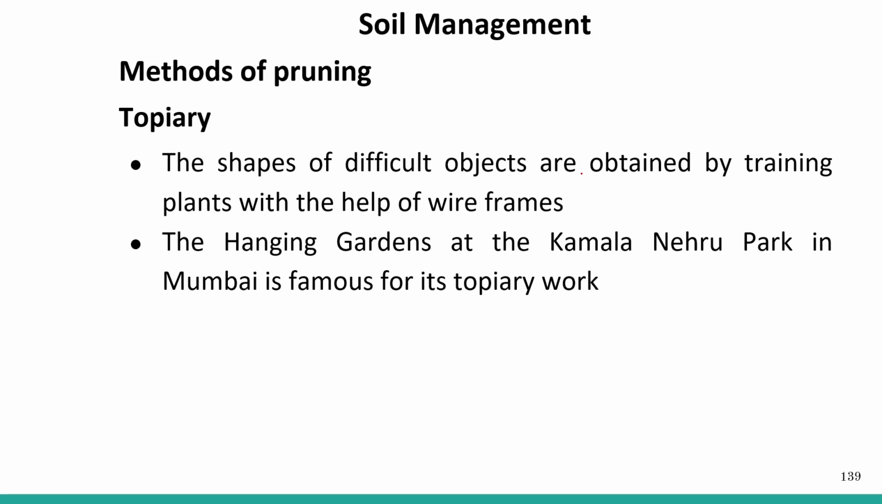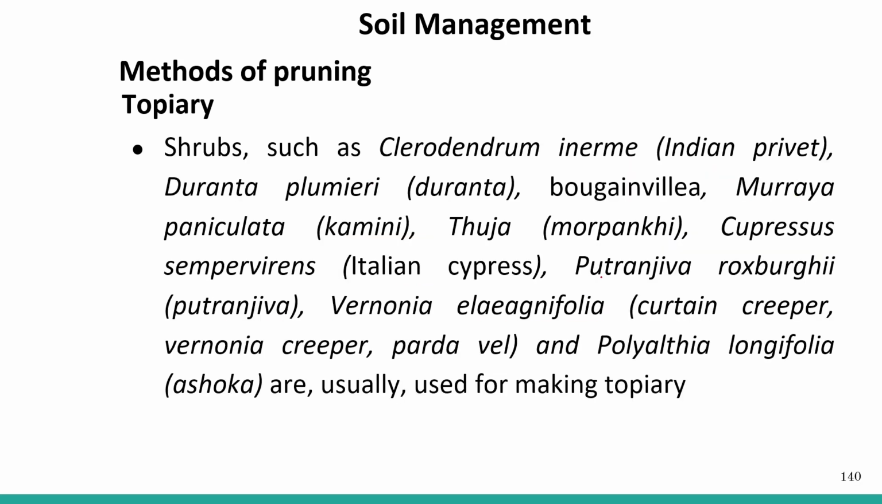The shapes of difficult objects are obtained by training plants with the help of wire frames. So sometimes you take some wire and wind it around the branches to give them a proper shape. The hanging garden at the Kamala Nehru Park in Mumbai is famous for its topiary work. So this is very famous.